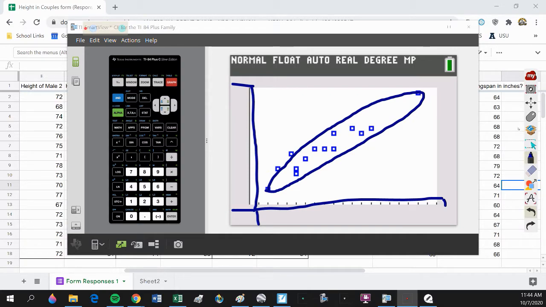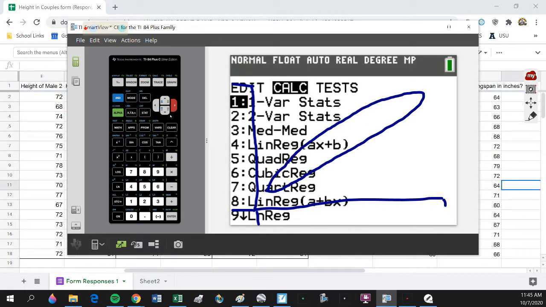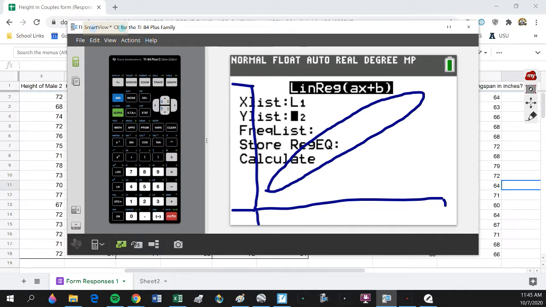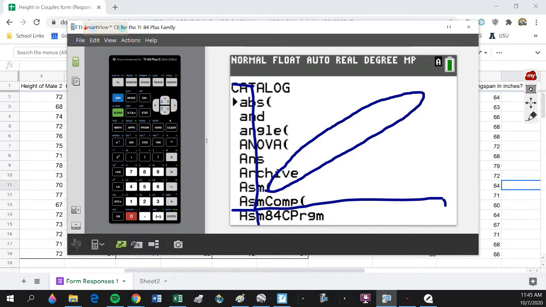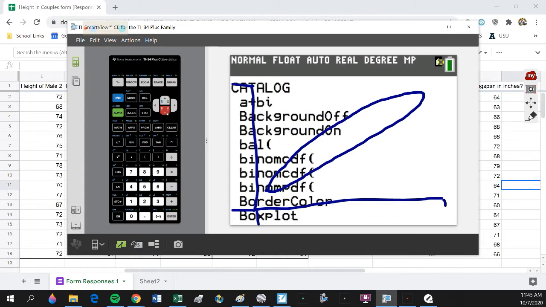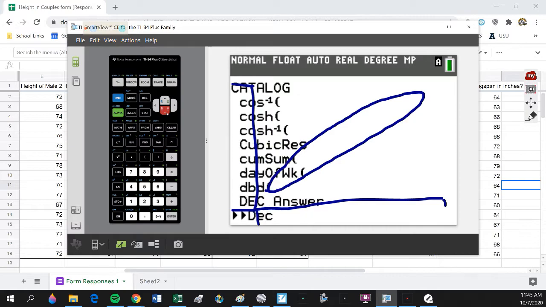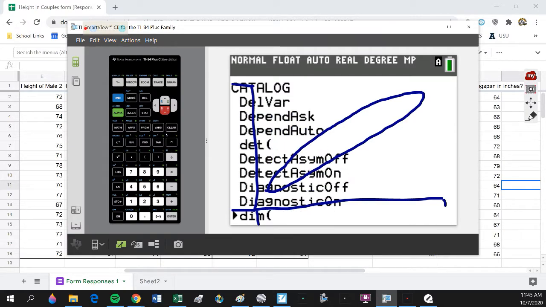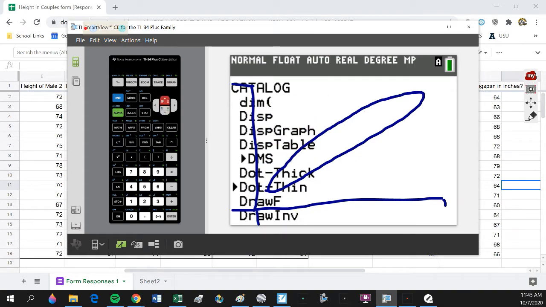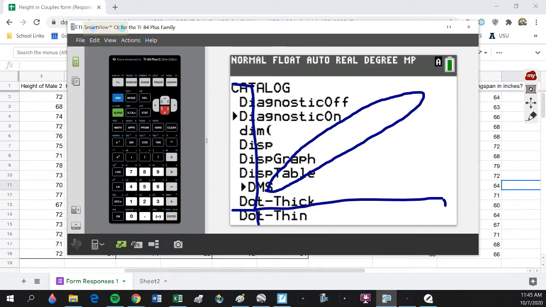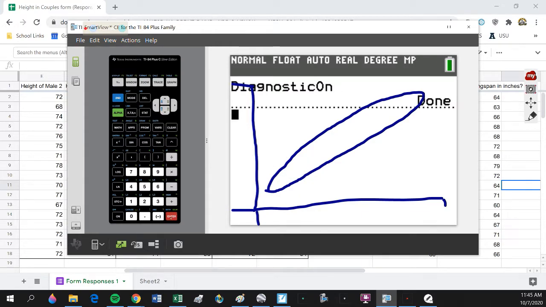Okay. So we need to calculate the r value: stat, calc, and then go down to linear regression. Wow. My diagnostics broke. Okay, diagnostics on. I told you never have to do this again, but my calculator tried to update and I stopped it and it broke everything.